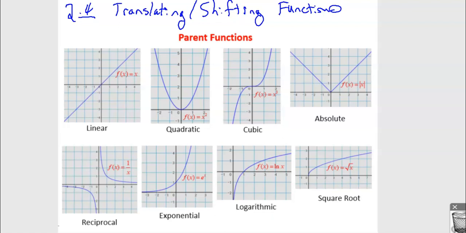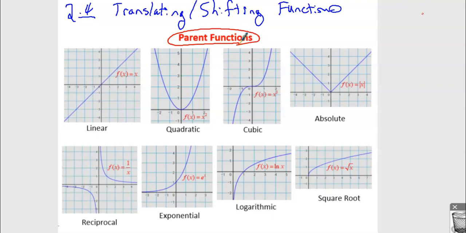This is 2.4. We're going to be talking about functions, and parent functions is really the lesson that we're going to be talking about. This leads us to translating and shifting functions in the next lesson, but we have to know what the parent functions are.